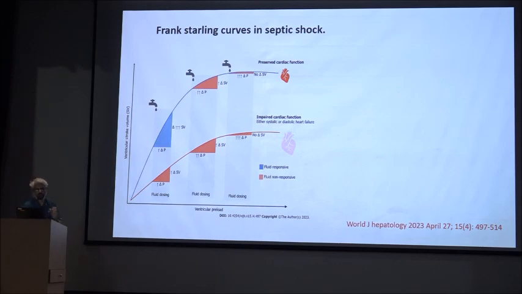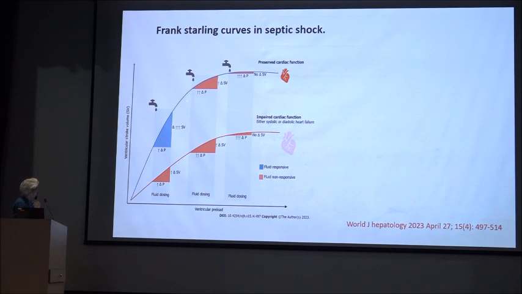Also, it's worthwhile mentioning the Frank-Starling curves in patients with septic shock. So the upper curve is a normal curve. We would always like to be in the steep part of the curve. So this is delta P, the change in the pressure, and this is the change in the stroke volume. If you are in the steep part of the curve, the change in the pressure will give rise to an increase in the stroke volume.